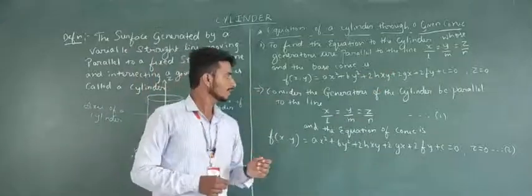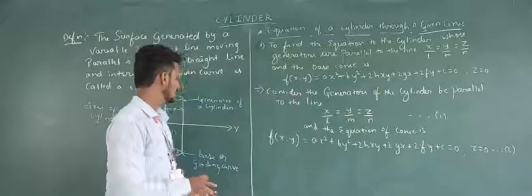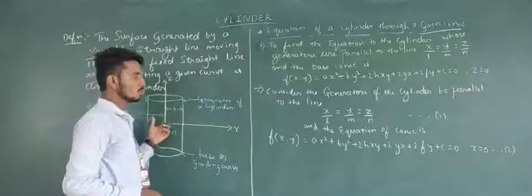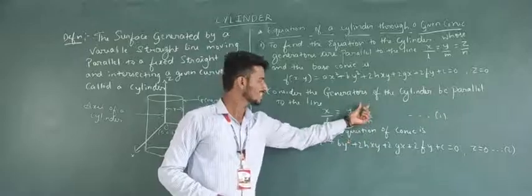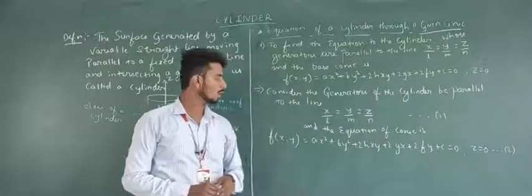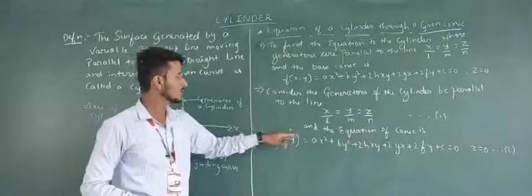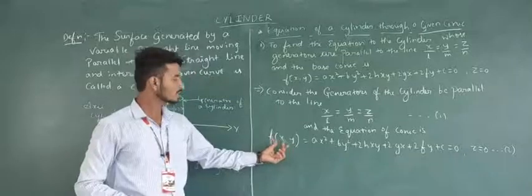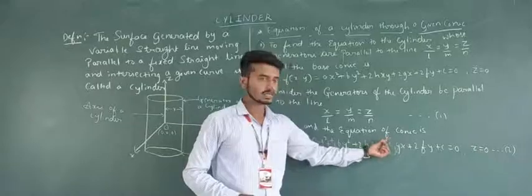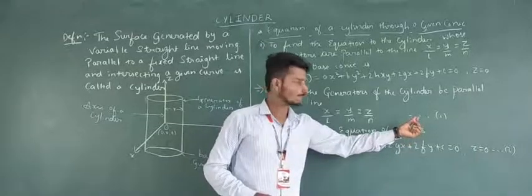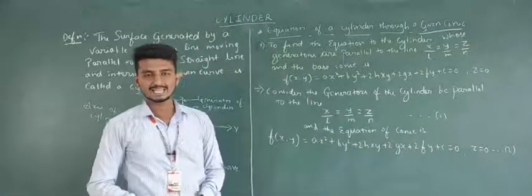So next, consider the generators of the cylinder to be parallel to the line x by l equal to y by m equal to z by n. We will denote this as equation 1. And the equation of the conic is f of x comma y equal to ax square plus by square plus 2hxy plus 2gx plus 2fy plus c equal to 0, and the condition z equal to 0. We will denote this as equation 2.